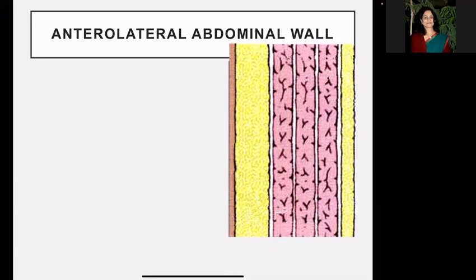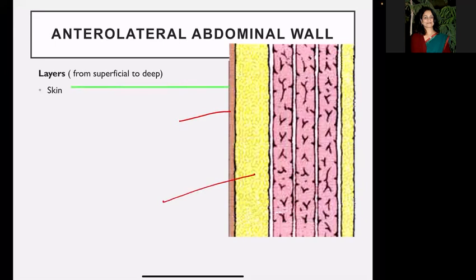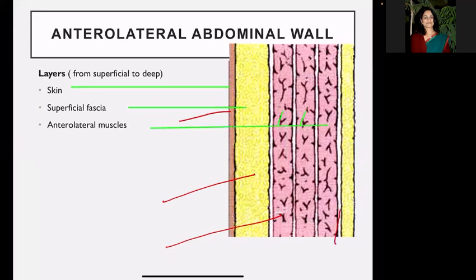So we'll talk about the anterior abdominal wall. From superficial to deep, the anterior abdominal wall has skin, superficial fascia, and three layers of muscles. The muscles are the external oblique, internal oblique, and transversus abdominis. And then there is the fascia transversalis, that is the deep fascia of the abdomen.